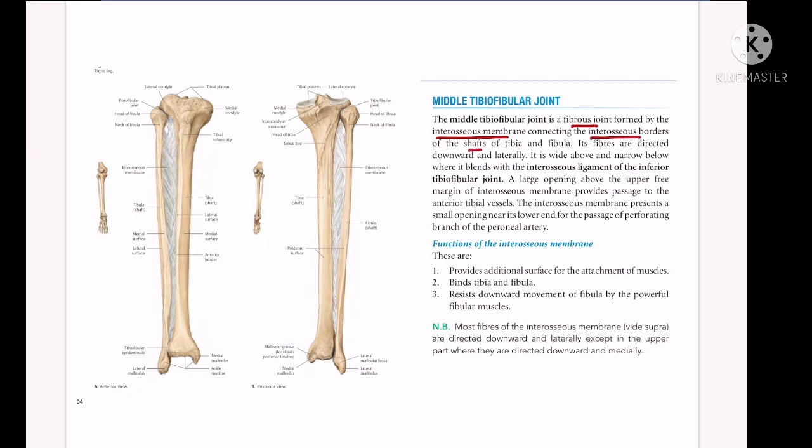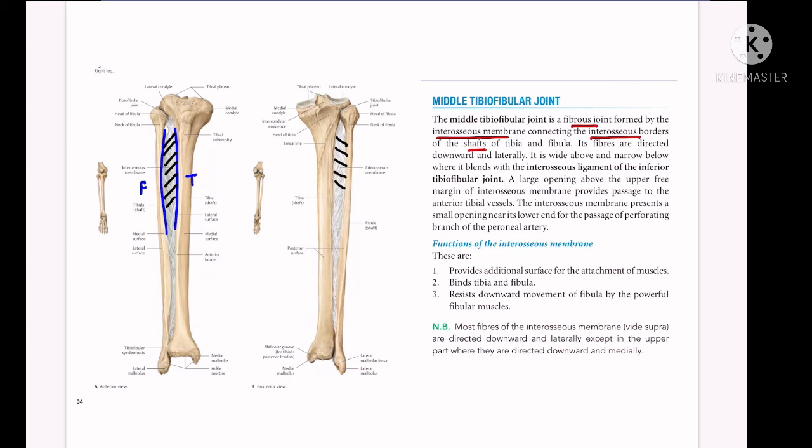The middle tibiofibular joint is a fibrous joint formed by the interosseous membrane, which connects the interosseous borders of the shafts of tibia and fibula. The interosseous borders are present on both sides of the interosseous membrane. So this is the interosseous border of the fibula and this one is the interosseous border of the tibia. These two interosseous borders are connected by the interosseous membrane. And the direction of the fibers of the interosseous membrane is downward and laterally. That is the proper direction. Downward and laterally.